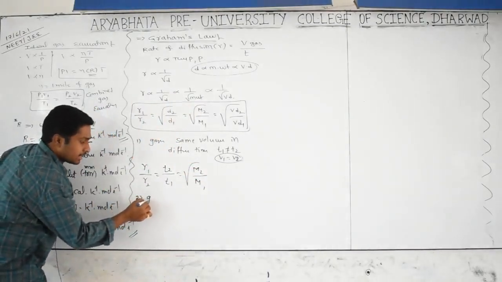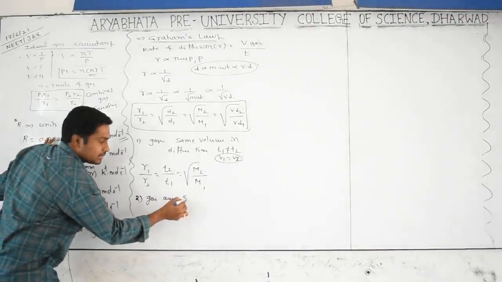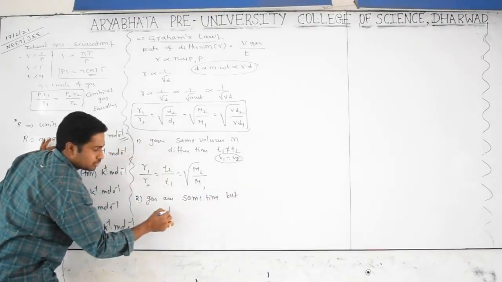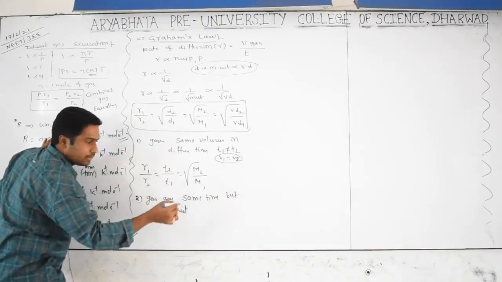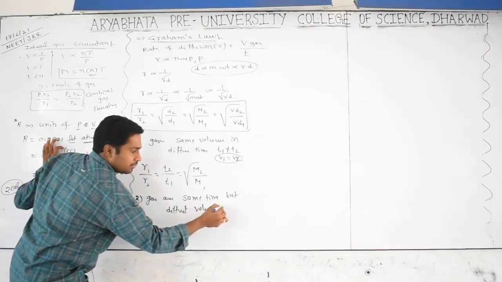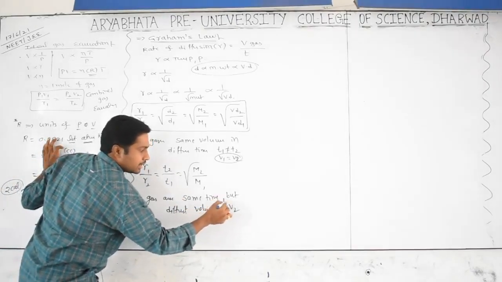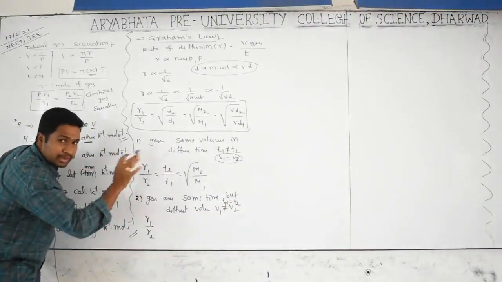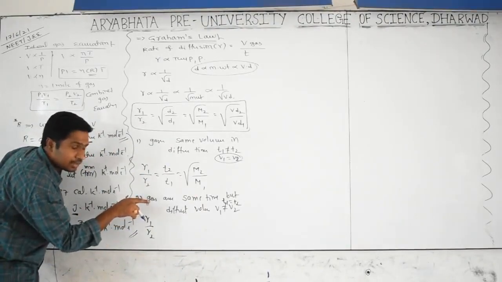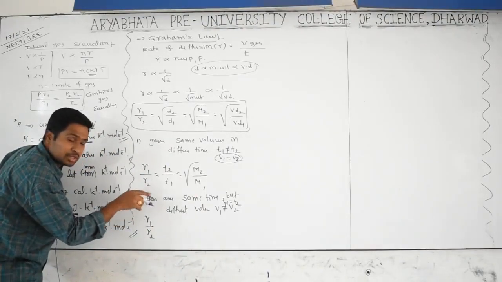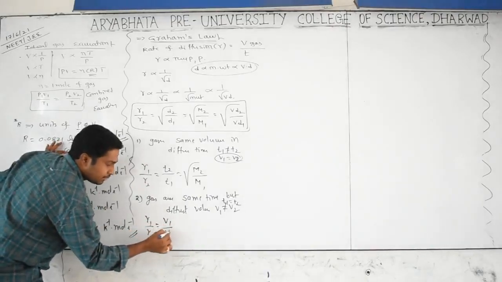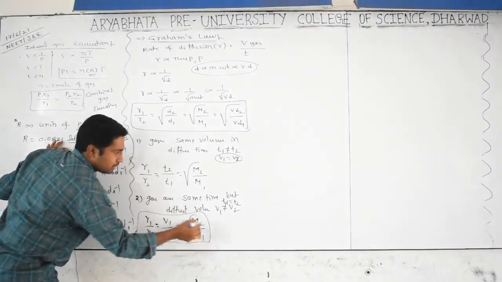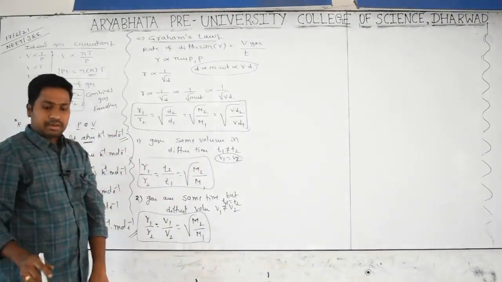Another case: gases are traveling the same time but different volumes, occupying or spreading different volumes. What can we say? V1 is not equal to V2 but T1 is equal to T2. Then R1 by R2 means volume by time. Volume remains, volume is not equal, time is the same. So what do we get? V1 by V2 is equal to the square root of molecular mass of the second gas by molecular mass of the first gas. All are very, very important.